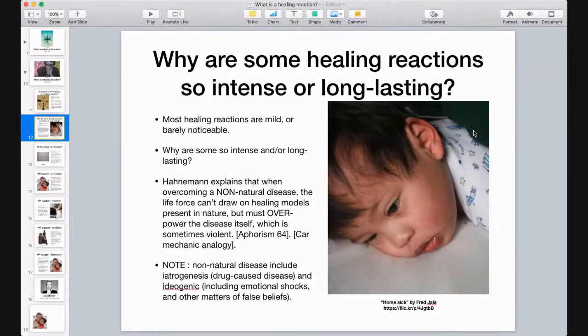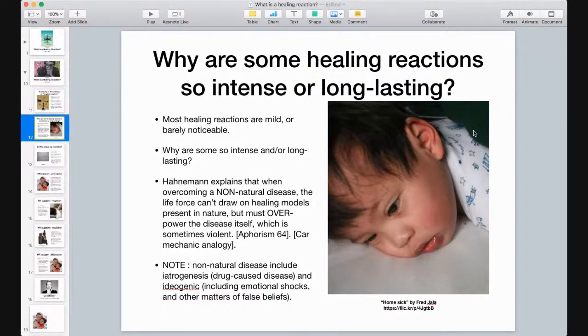So that's where more of the intense energies, even some of the violence, can come out of some of those healing reactions. Now, as I said, that's a much more rare case, for there to be a more dramatic healing reaction. But it definitely is something to keep in mind, especially as we're working through the timeline and we're dealing with any of the non-natural diseases.